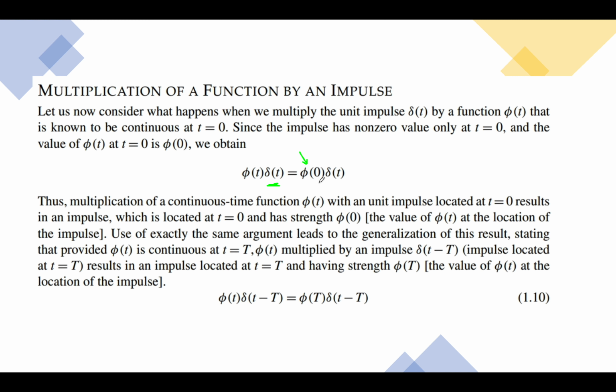Likewise, if you use a shifted impulse function, an impulse function located at capital T, then that selects out the value phi of T times delta of t minus T. So it's selecting a strength at the value capital T.